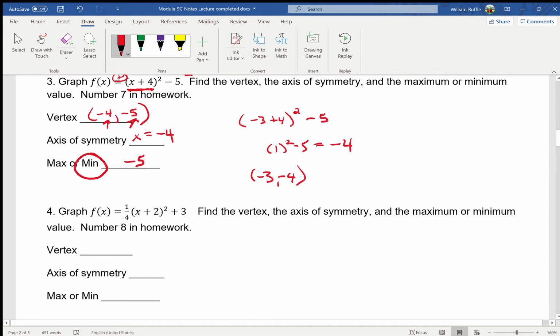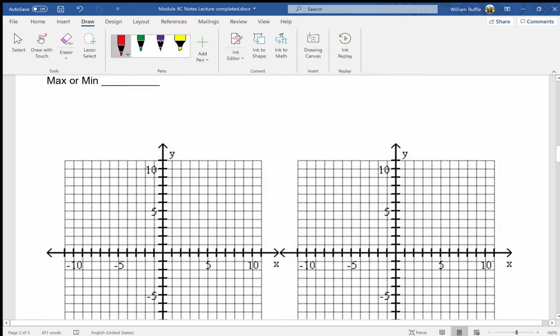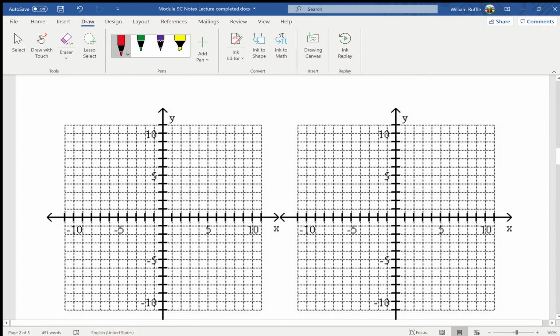So now, I'm going to go down here. Again, the graphs are down lower. So what I need to do is I need to plot my vertex, which is negative 4, negative 5. Negative 4, 1, 2, 3, 4, 5. My other point is negative 3, negative 4. And you can see right away, it's going up. So my minimum value is right here.